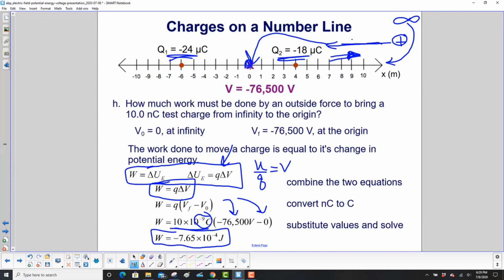So his motion is to the left. And you know what? Let me just erase that because I've got too many arrows there. The charge's motion is this way. I'm exerting a force this way, so I'm doing negative work on that charge. And that's exactly what the answer comes out to be.